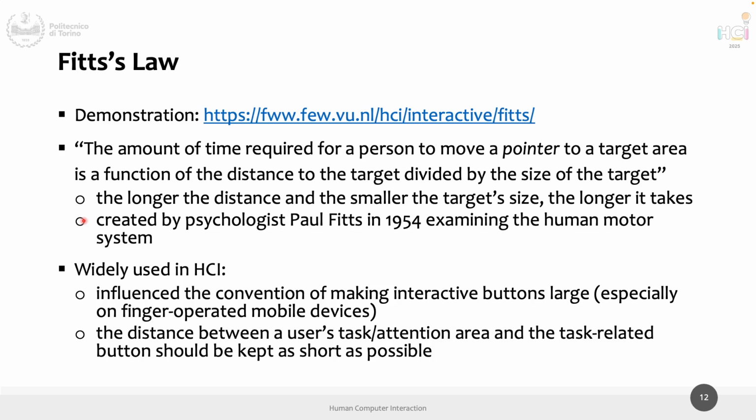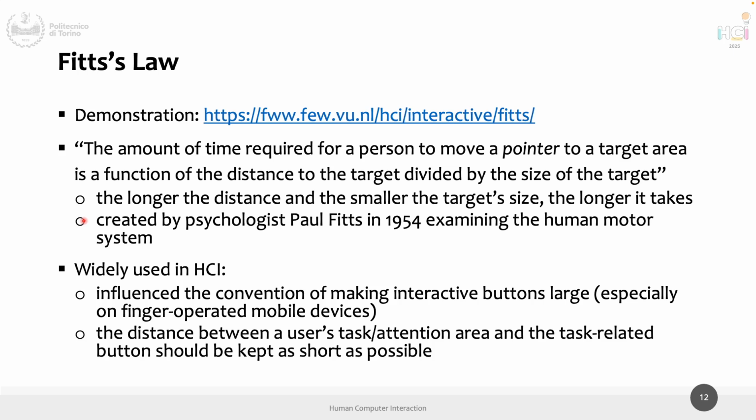The formula says that the amount of time required for a person to move a pointer, whatever it is, to a target area is a function of the distance of the target divided by the size of the target itself. So the longer the distance and the smaller the target, the more time we take. The more time we take, the more difficult it will be.